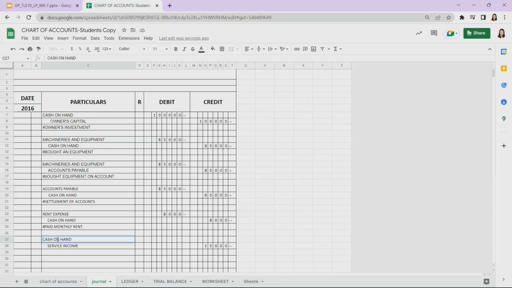Bakit nasa debit ang cash on hand? Kasi po, nagtrabaho ka. Nagbayad sa'yo si customer. Pag nagbayad sa'yo si customer, anong pambayad niya sa'yo? Cash. What will happen to your cash kung nagbayad si customer? Will it increase or decrease? It will increase. Anong account si cash on hand? It is an asset account. And according to the rules of debit and credit, whenever asset increases, it must be written on the debit side. That is why we have debit, cash on hand, and then credit, service income. For the brief explanation, you can simply write here, rendered services.